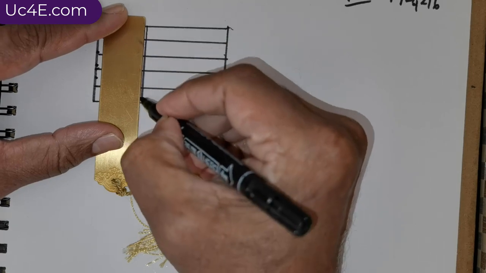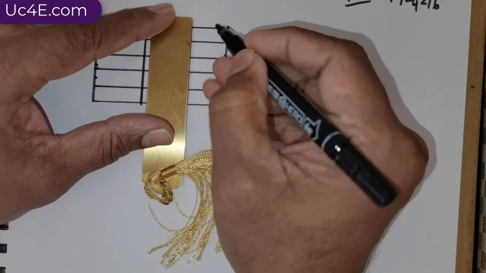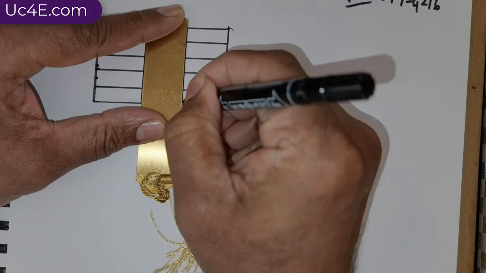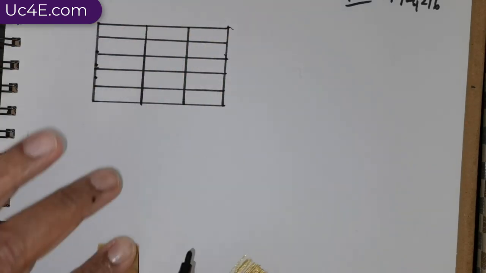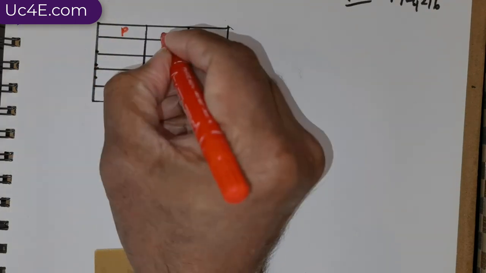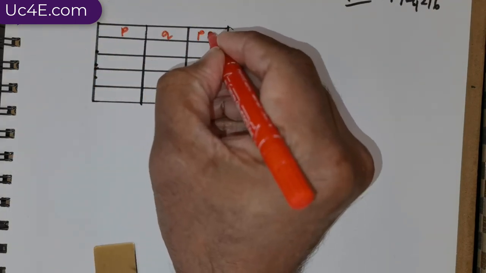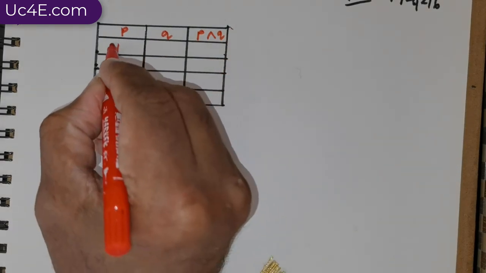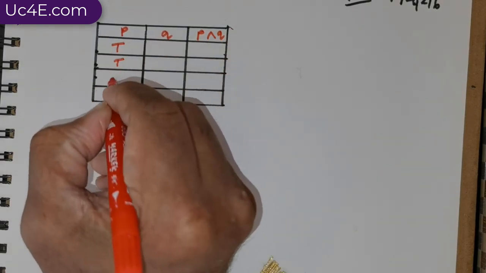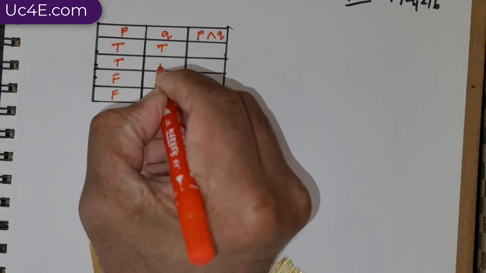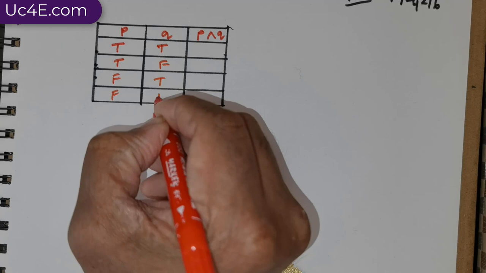So this is P and Q. So this is P, this is Q, this is P and Q. I start with true, true, false, false. This is going to be true, false, true and false.